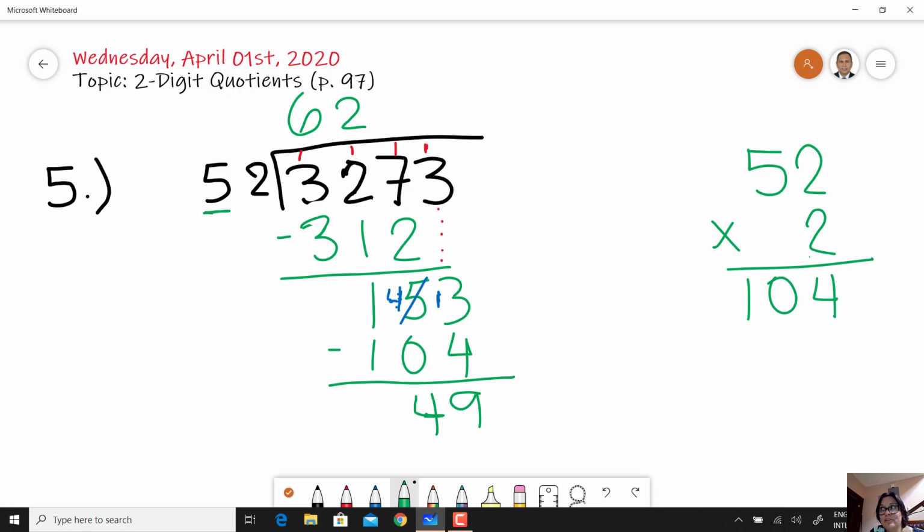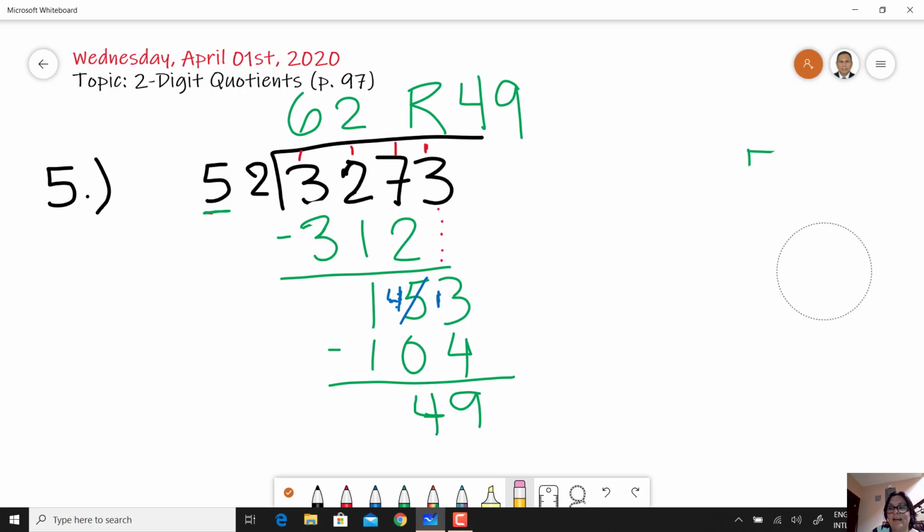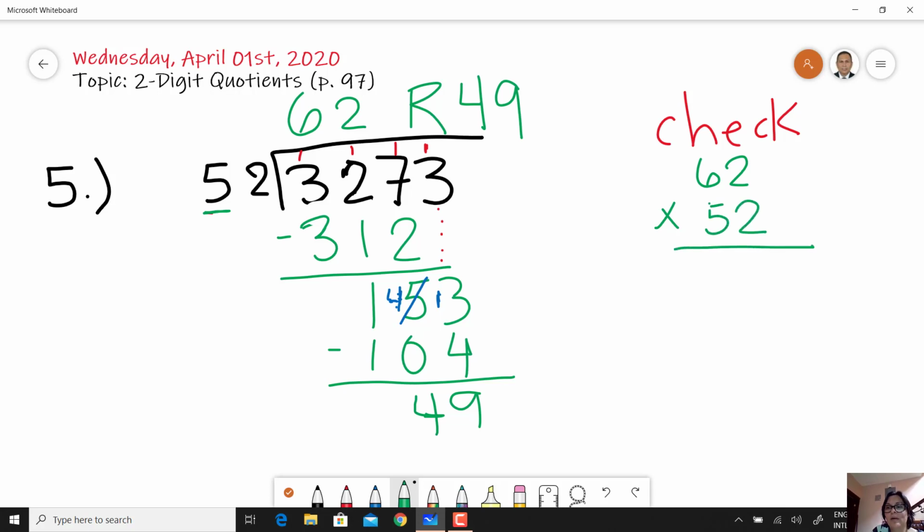So, can you continue dividing? No, right? Because you don't have any more numbers in the dividend. So that means that 62 remainder 49 is the answer. But we have to check. How do we check? We have to multiply 62 times 52, and then we have to add the remainder.